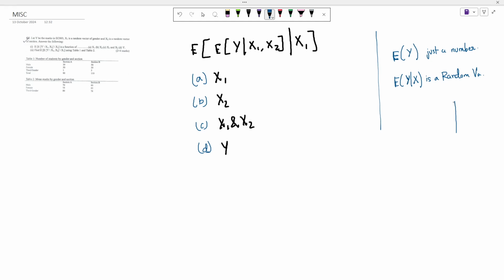So let's say I have a classroom divided into two portions, girls and boys, and both of them have marks. What is the average of marks given girls? What is the average of marks given boys? So this can take two values depending on the value of x. x denotes gender, right? So if x is girl, then something happens. If x is boy, something else happens. So this is a random variable.